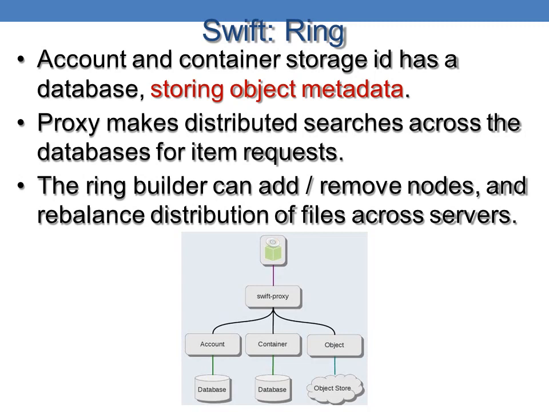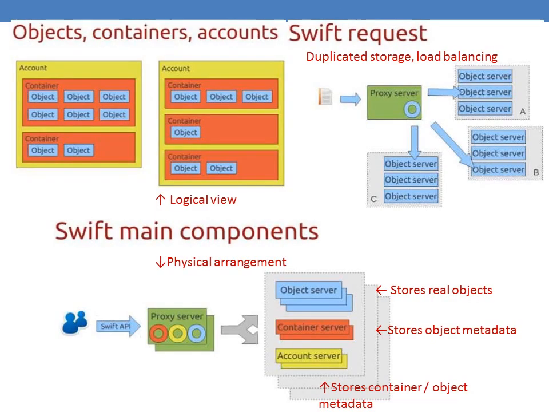The Swift ring stores account and container storage IDs as a database, storing object metadata type. So the proxy makes distributed searches across the database for item requests. The ring builder can add or remove nodes and rebalance the distribution of files across servers. So object, containers, account, Swift, tenant controls.